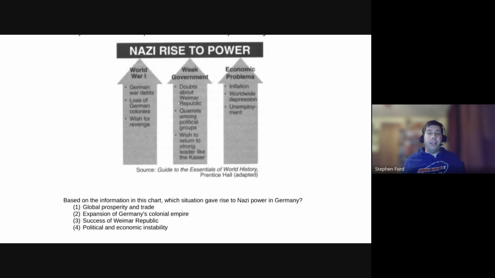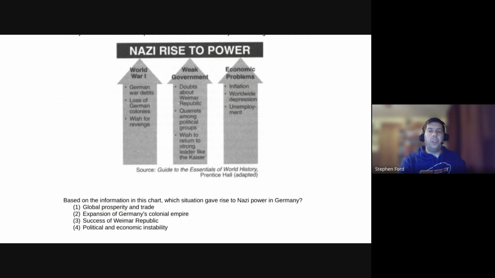Okay. Based on the information on this chart, which situation gave rise to power? So again, even if we can't exactly pick out the right answer, we should at least be able to narrow down wrong ones just by using the chart. So what situation gave rise to power? Global prosperity and trade. Well, I'm not going to go into tons of detail here, but economic problems and worldwide depression. That does not sound like prosperity. Everything's going well. People are rich.